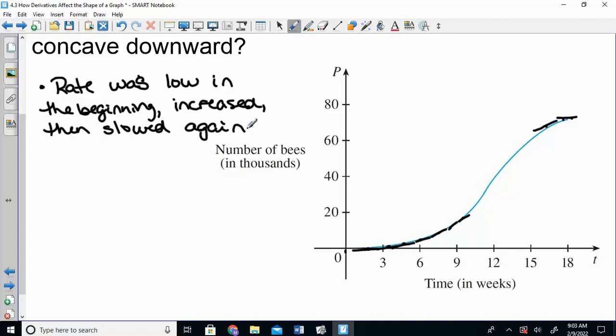Okay, then the next question was, when is the rate the highest? So we're really just looking for the fastest growth. When does that happen? Kind of starting at 9 and maybe ending at 12, you think?